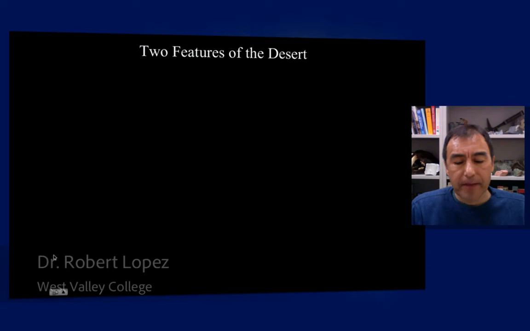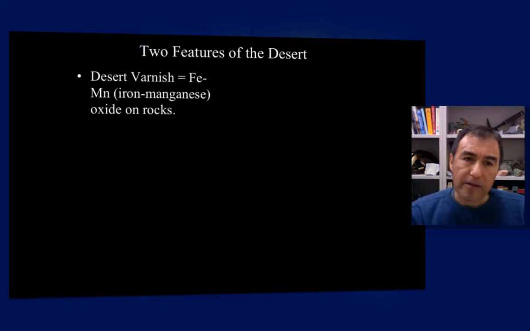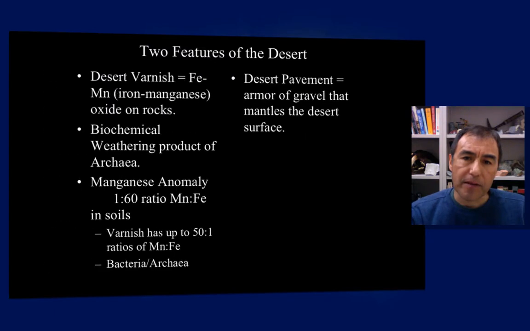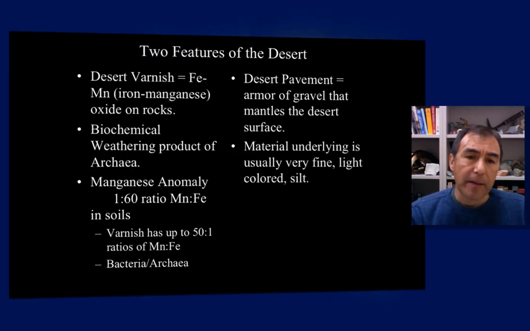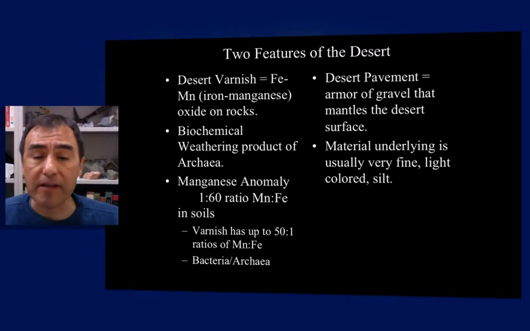Today I want to talk a little bit more about deserts. Two features of the deserts that I want to talk about. One is this desert varnish, and the other one over here is going to be a desert pavement. Looking at the desert varnish, what it is, it's an iron and manganese staining on the rocks. It's a dark staining or coating that occurs on the rocks, and it seems to occur primarily in arid, dry environments, kind of these extreme, more dry environments.